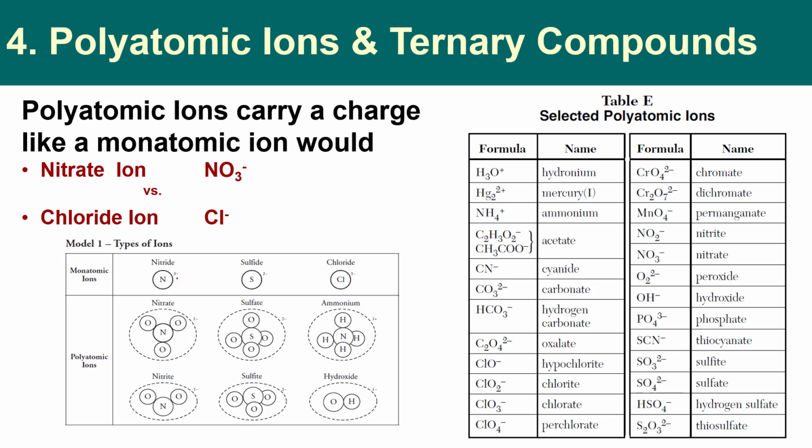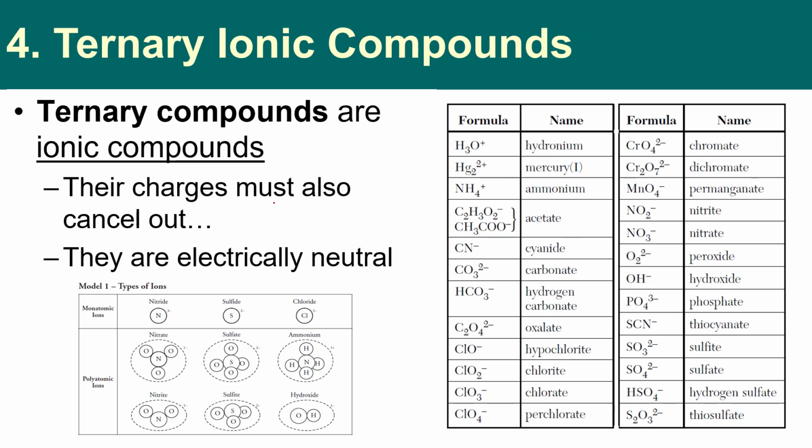So down here we can see some monatomic ions like nitride, sulfide, and chloride having -3, -2, and -1 respectively. And we have some polyatomic ions like nitrate, sulfate, and ammonium. They have charges of -1, -2, and +1. So it doesn't matter that there are multiple atoms here. This whole grouping carries the -1 charge, just like this ion would be -1. And that's going to be important in a sec.